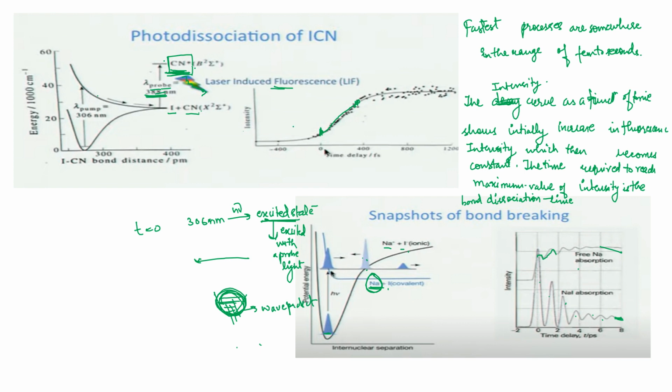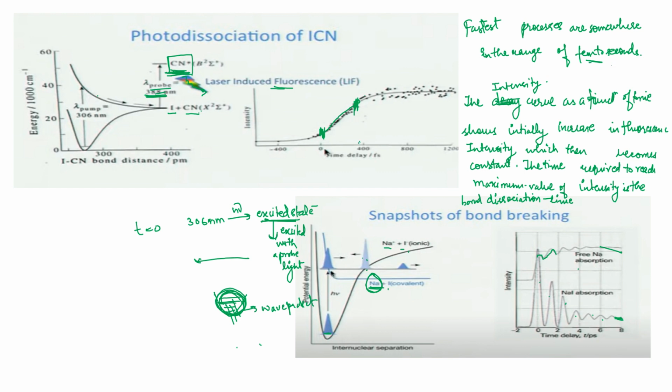When you look at the intensity as a function of time, the intensity increases and then reaches a maximum value at some time. The time it takes to reach the maximum is equal to the photodissociation time, or the time it takes for the bond to break. When they calculated this time, it came out in the range of femtoseconds, since bond dissociation, bond breaking, or say acid base reactions are among the fastest reactions that take place in the time range of femtoseconds.